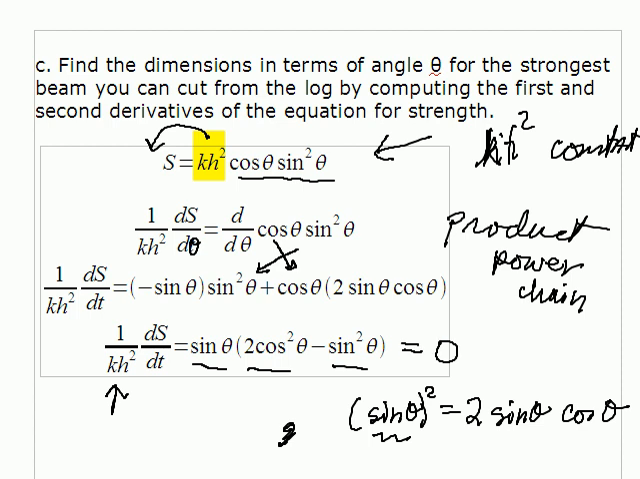So again, just to reiterate, I had some information about the stiffness of a beam that I can cut from a log, and I write that in terms of one variable, and the variable I'm going to use is theta. Okay, I take the first derivative looking for the critical points, and then I will take the second derivative after that.